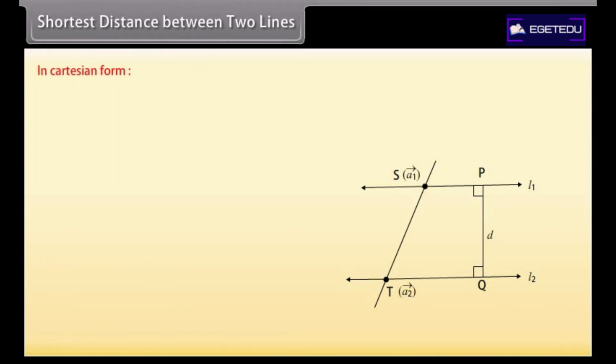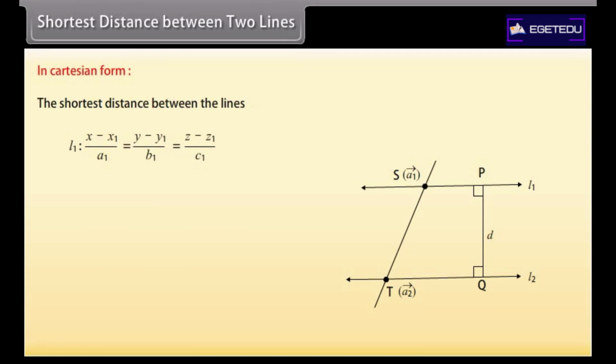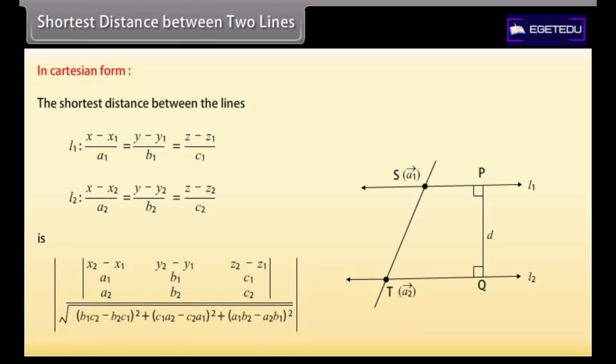In Cartesian form, the shortest distance between the lines L1: (x minus x1) by a1 equals (y minus y1) by b1 equals (z minus z1) by c1, and L2: (x minus x2) by a2 equals (y minus y2) by b2 equals (z minus z2) by c2, is modulus of determinant, row-wise, first row x2 minus x1, y2 minus y1, z2 minus z1, second row a1, b1, c1, third row a2, b2, c2, divided by square root of (b1 c2 minus b2 c1) square plus (c1 a2 minus c2 a1) square plus (a1 b2 minus a2 b1) square.